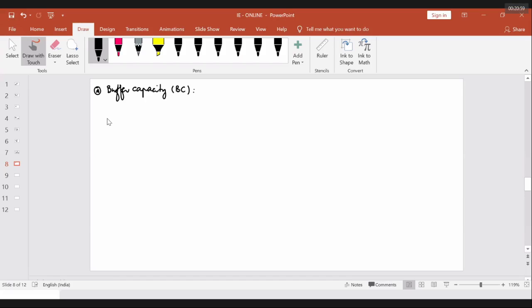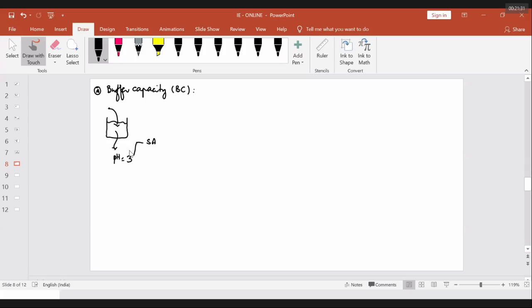Suppose, for example, I am having a container. I am having a buffer solution whose pH is, say, 3, something acidic buffer. Now, rule number 1, he is adding strong acid. Because he is a chemistry person, he will add 1 mole of strong acid and check the pH.